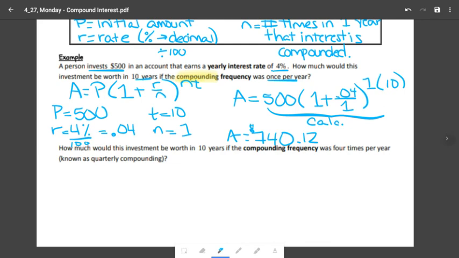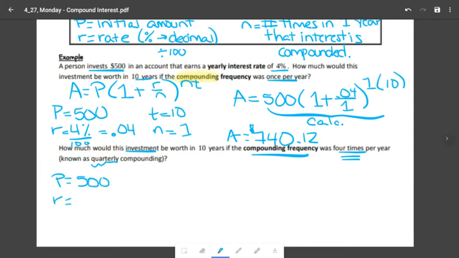All right, so now the next part says, how much would this investment be worth in 10 years if the compounding frequency was 4 times per year? And that is known as quarterly compounding. So same investment, our P is still 500.